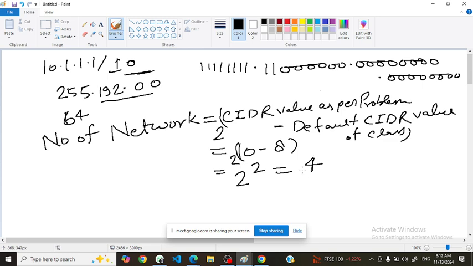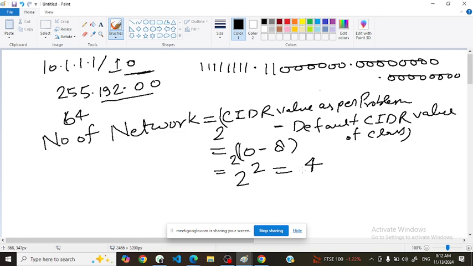Is it clear for you? So these are the networks, right? This many networks we can get from this IP address. Okay, 4 networks. Yeah, I got that point.